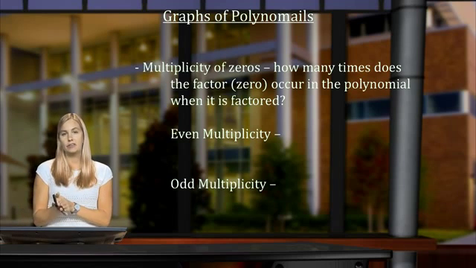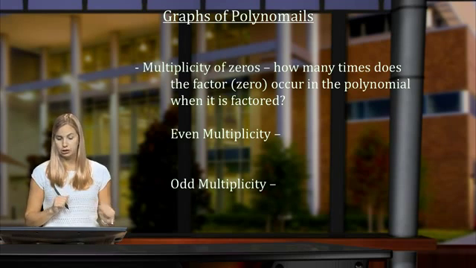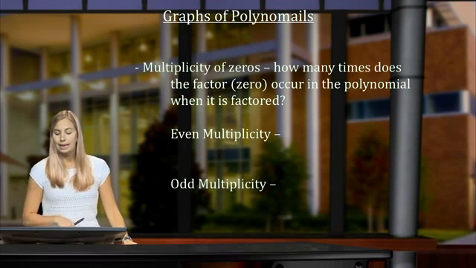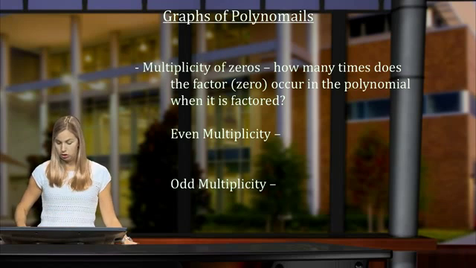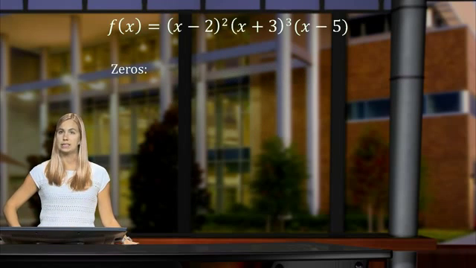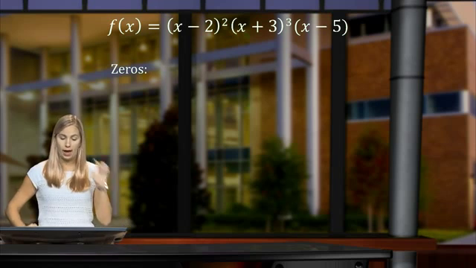The multiplicity of a zero, again, a zero is your x-intercept, so the multiplicity of a zero is how many times that factor occurs in the polynomial when it's factored. So I'm going to just go to this next example real fast so we can talk about that.